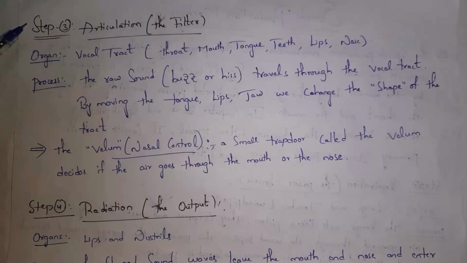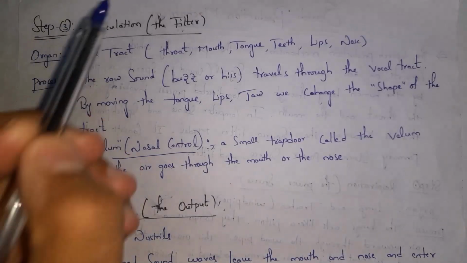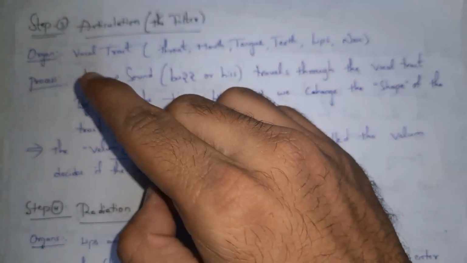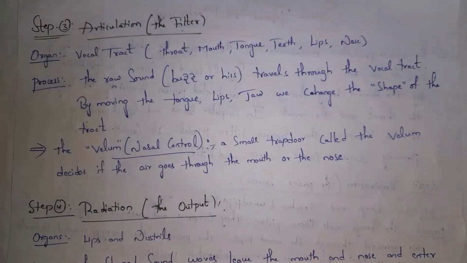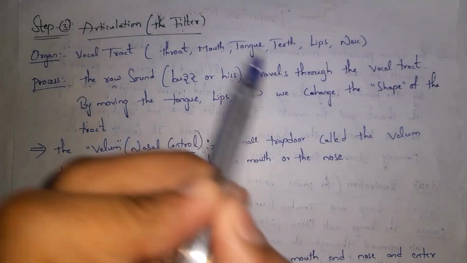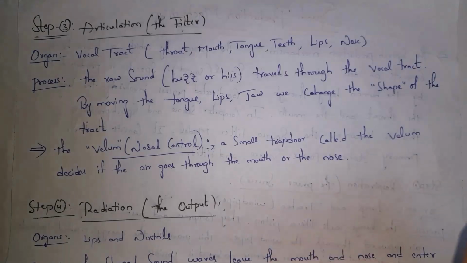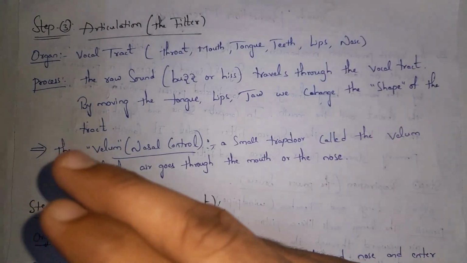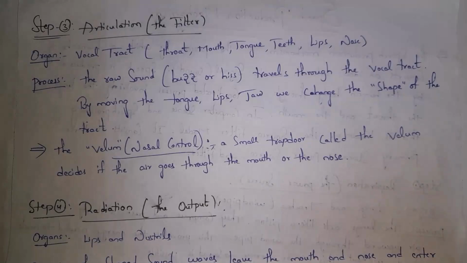And stage 3 is articulation. We also call it as filter stage. Here there is vocal tract involved. This stage contains organs like throat, mouth, tongue, teeth, lips and nose. I already told before. Total there are two types of sounds produced. One is buzz and next one is hiss. This raw sound will travel through vocal tract by moving tongue, lips, jaw. We change the shape of the tract. That is nothing but perfect sound is produced.